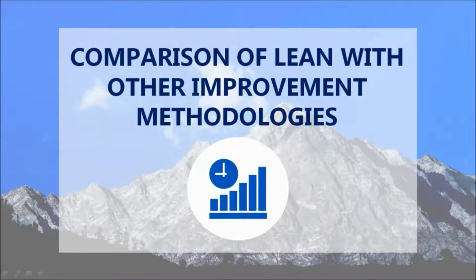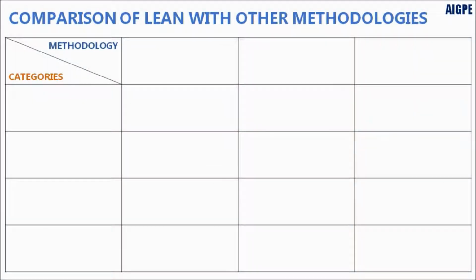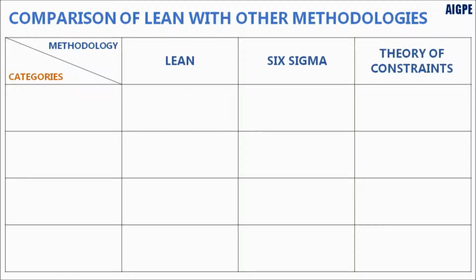Hey everyone, welcome to this lecture, Comparison of Lean with Other Process Improvement Methodologies. In this lecture, you will briefly understand the difference between Lean, Six Sigma, and theory of constraints. You will learn this comparison under four distinct categories: the goal of each methodology, its approach, its focus, and its results. Let's begin. Goal. The goal of any lean project is elimination of waste from the system.